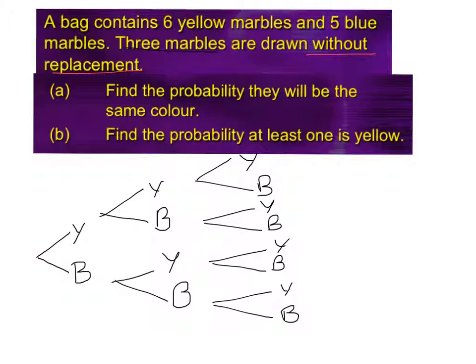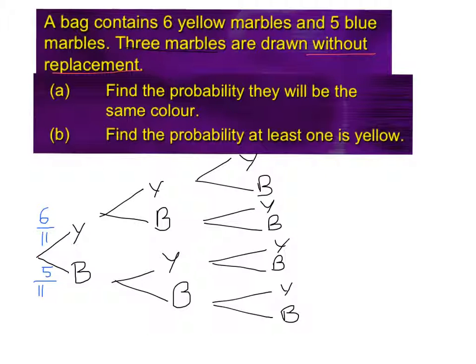So initially we've got 6 yellow marbles and 5 blue marbles, which means there's 11 marbles altogether. So our denominator is 11. Probability of choosing a yellow is going to be 6 out of 11 initially on the first draw of the marble, and blue would then be 5 out of 11. You can see those two fractions add up to 1 whole.